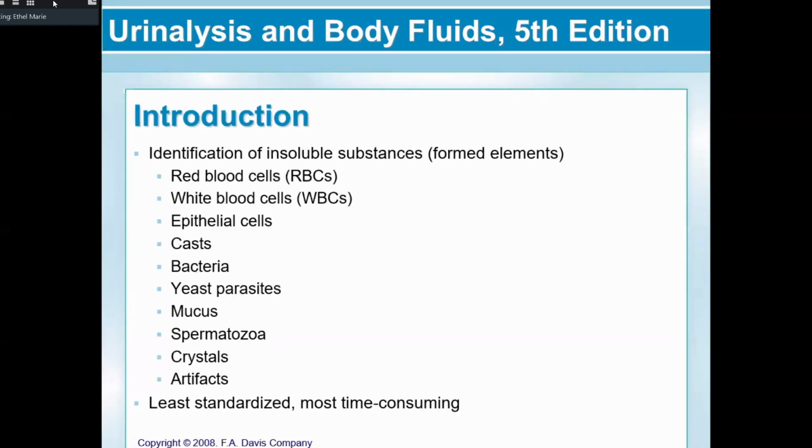So guys, we have here examples or the enumeration of the different insoluble substances or form elements in urine. We have number one, yung red blood cells natin, and then we also have yung white blood cells.